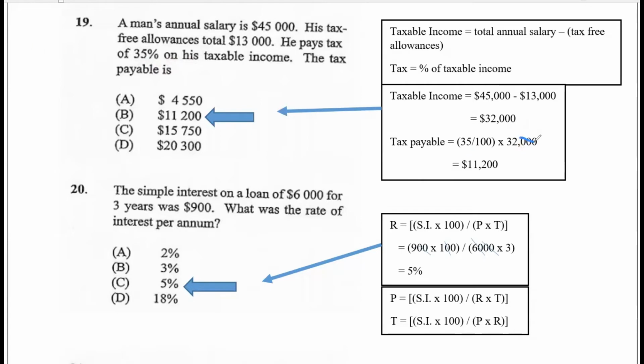You could cross out 2 zeros with 2 zeros here, and you just have 35 by 320. And working that out, you get 11,200. Really interesting question. So there's your tax payable or your amount of tax. For those listening to this recording, you should really make note of this.